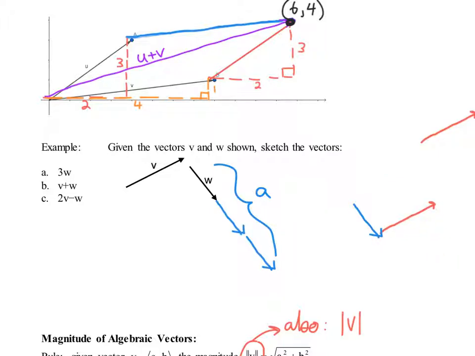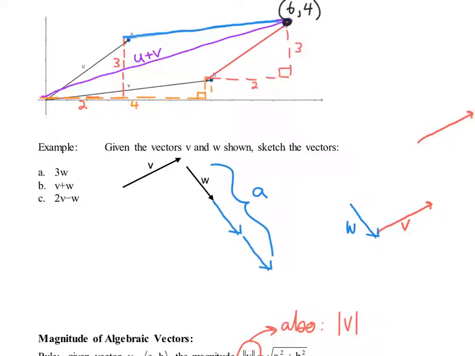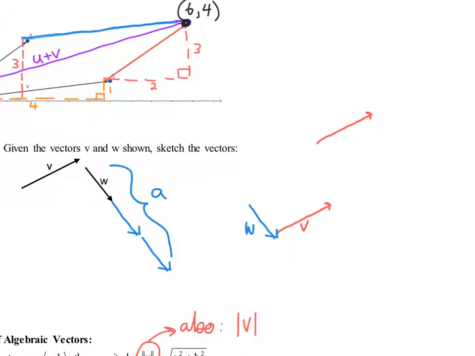I just had a V hanging out there. So here's my W, and here's my V. Now, does it matter which one comes first? No, that's the good news, because the tail-to-tip approach does not require one to go before the other.